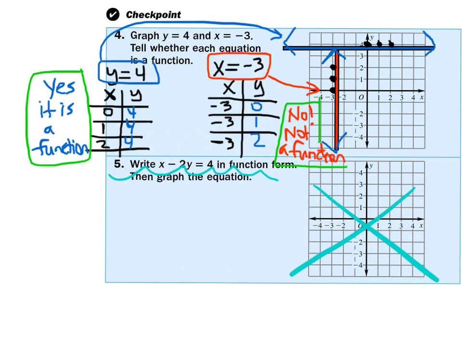Now let's graph the other one, x equals negative 3. So I put that right here, x equals negative 3. So I did my x and my y chart. Now this is saying x is frozen at negative 3. So I just put negative 3, negative 3, negative 3 all the way down. Now for the y, make up numbers that are easy to graph, 0, 1, and 2.